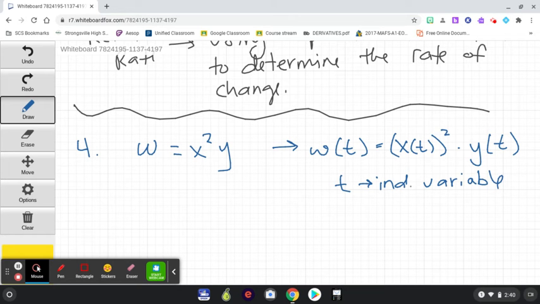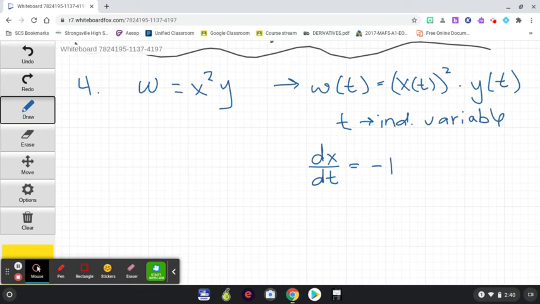If x is decreasing at a constant rate of 1 unit per minute, and that's a rate, that means dx/dt is negative 1 unit per minute. And y is increasing at a constant rate of 4 units per minute. There's that rate word. So dy/dt, a function with respect to time, is increasing at 4 units per minute. At what rate is w changing with respect to time?